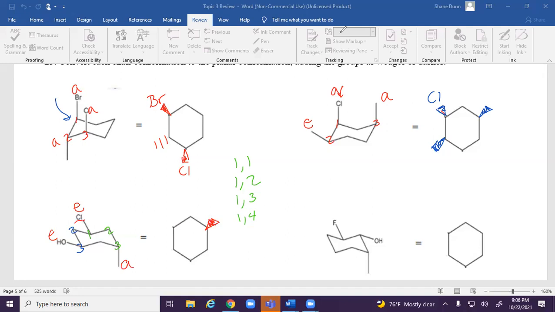I can make him a wedge. If I make him a wedge, this guy has to be a dash. If that's a dash, this guy here also has to be a dash, right? Or if I wanted to, make him a dash, make him a wedge. Yes, it does, because they have to be at least 3 away. So you put the chlorine right here. Like that? Yeah, that works. Okay, I see where you're coming from now. So it has to be 3 away because it's 1,3, correct? Yes. Okay, that makes sense now.